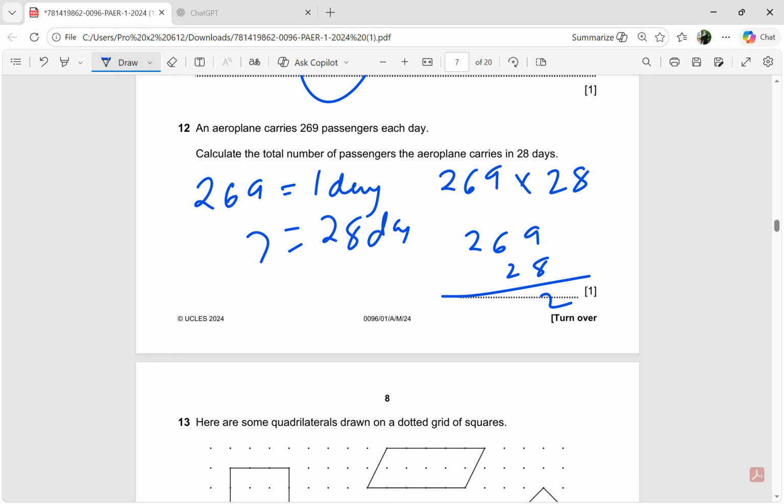9 times 8, 72, carry 7. So 8 times 6, 48, plus 7, 55. 8 times 2, 16, plus 5, 21. So we are done with this.